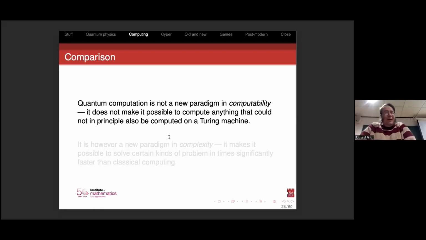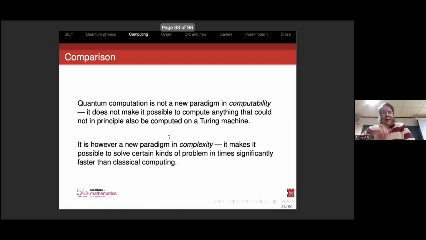It's not quite obvious from what I've said that quantum computation could well be different from classical computation. It is in the way it works, but in terms of what it can compute, it is not a new paradigm in computability. In other words, the only things you can compute with a quantum device are things you can compute with a classical device, because you can simulate a quantum circuit on a very much larger classical device. But it is a radically new paradigm in complexity. Certain problems that are very hard for classical computation are not so hard for quantum computation.